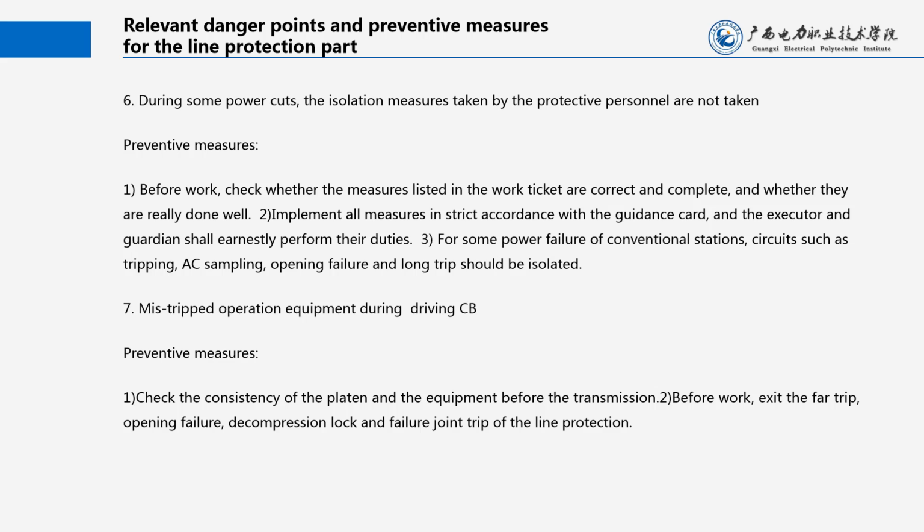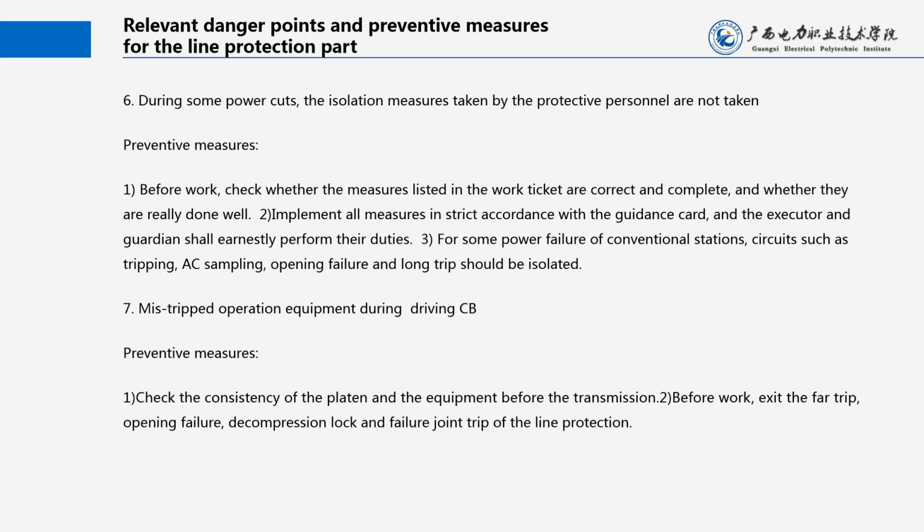6. During some power cuts, the isolation measures taken by the protective personnel are not taken. Preventive measures. 1. Before work, check whether the measures listed in the work ticket are correct and complete, and whether they are really done well. 2. Implement all measures in strict accordance with the guidance card, and the executor and guardian shall earnestly perform their duties. 3. For some power failure of conventional stations, circuits such as tripping, AC sampling, opening failure and long trip should be isolated.